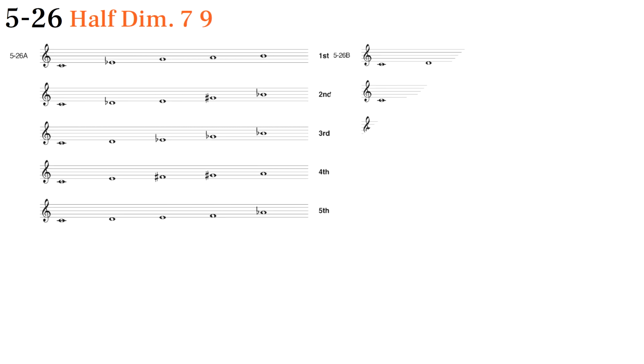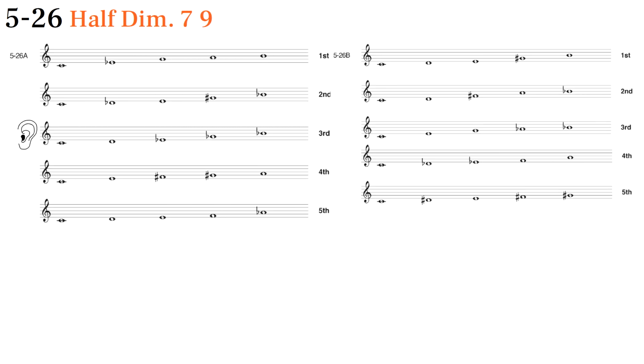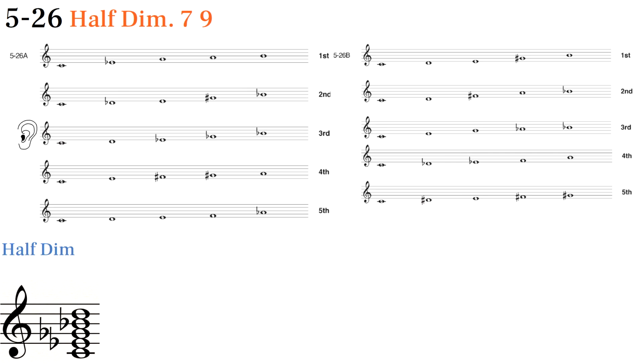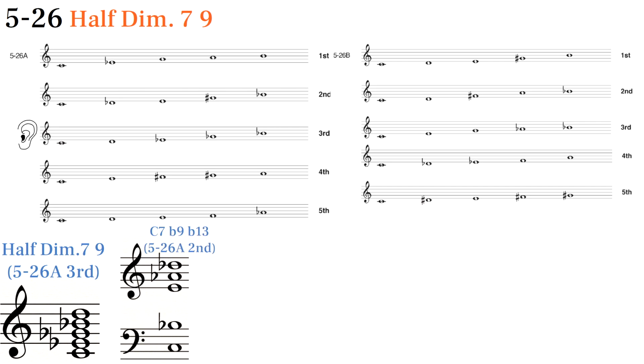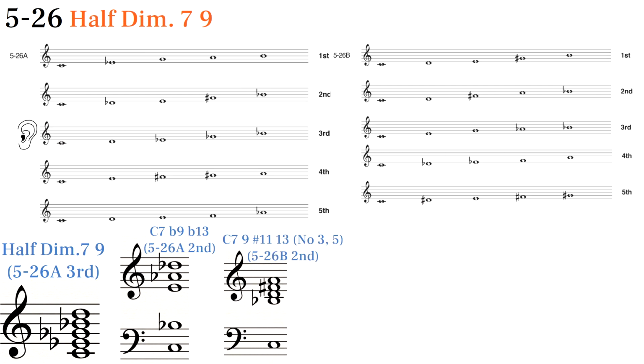5/26 is a beautiful set we might think of as a half-diminished 7/9 chord. It's a good example of why we need set theory to represent the various modes of a chord, because this chord can also be used as a flat 9 flat 13 chord, or as a 7/9 sharp 11 13 chord without the 3rd or 5th.